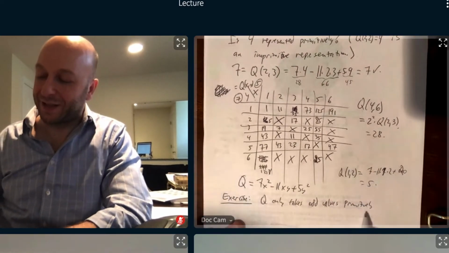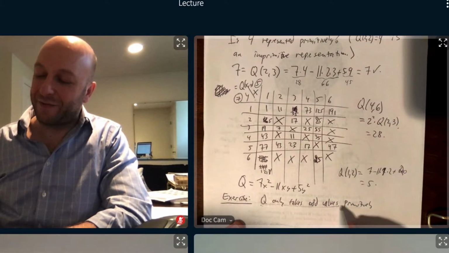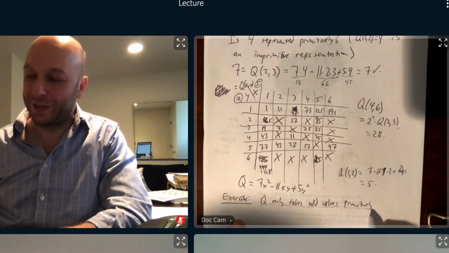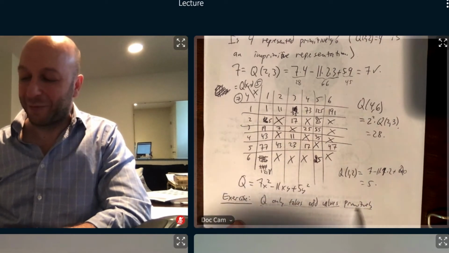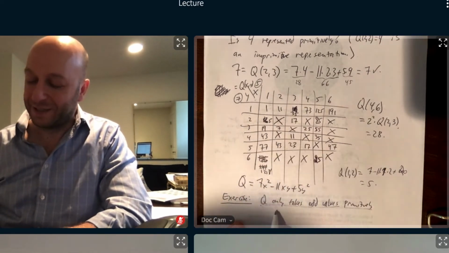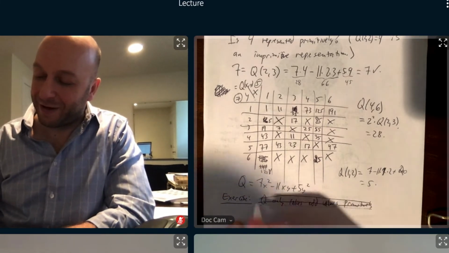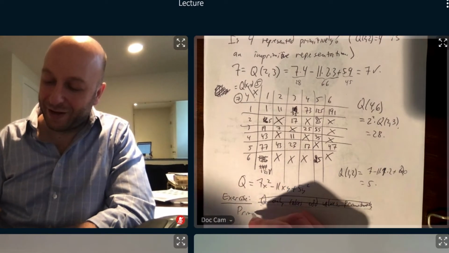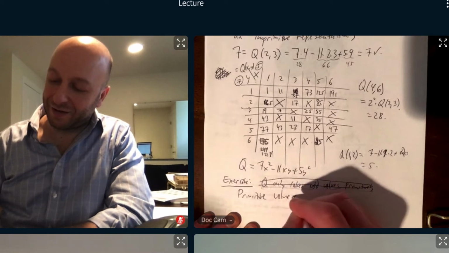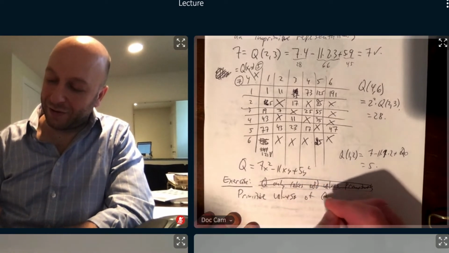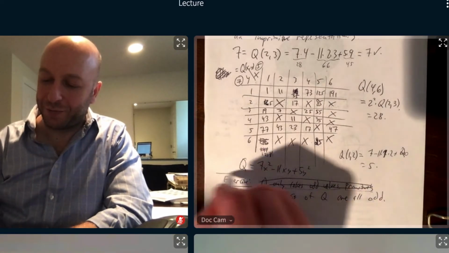Let's see, this is kind of saying the wrong thing. This is saying that if it takes an odd value, then it takes it primitively. But of course it takes 9 because it takes 1. It takes 1, so it takes 9. And that's not a primitive value, and I don't see 9 primitively. Let's do it the other way around. Primitive values of Q are all odd. And that's an easy exercise. How would you prove this?